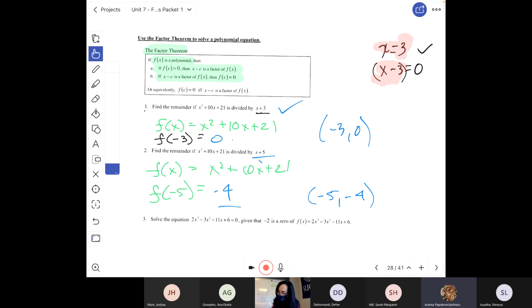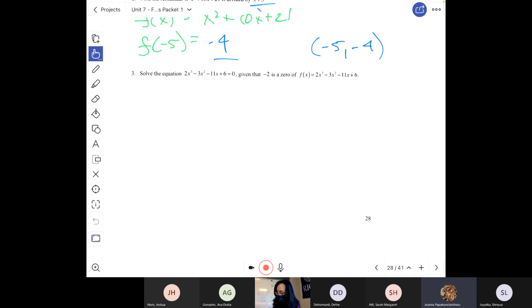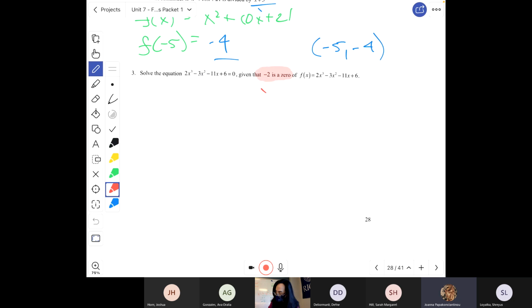Now, let's look at the next example. Let's solve this equation given that -2 is a 0 of the equation. Okay? So I am looking for what? Using the remainder theorem, I need to show that it equals 0 if I substitute in that x value, right? So if this is a 0, then I know x equals -2, right?